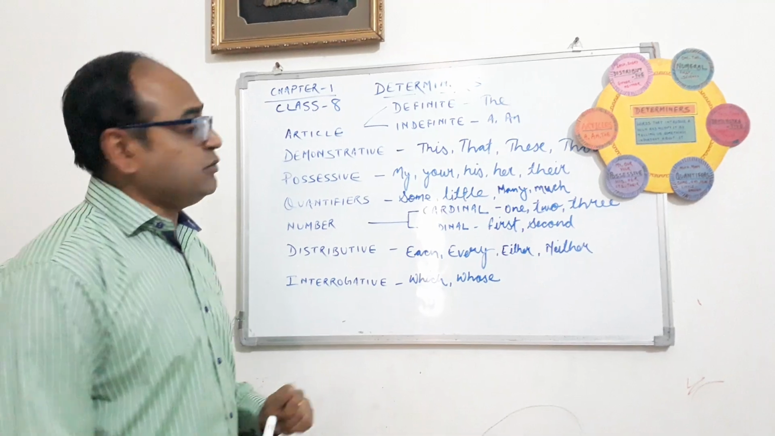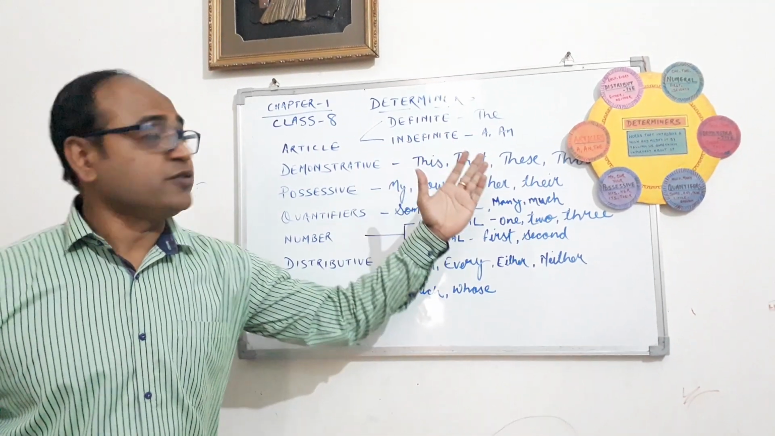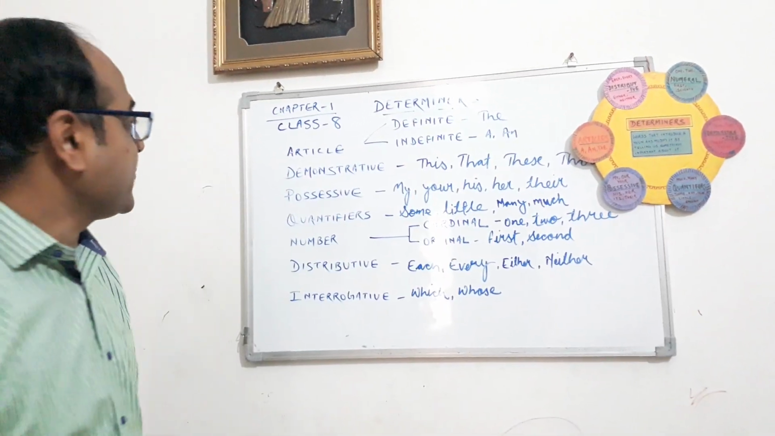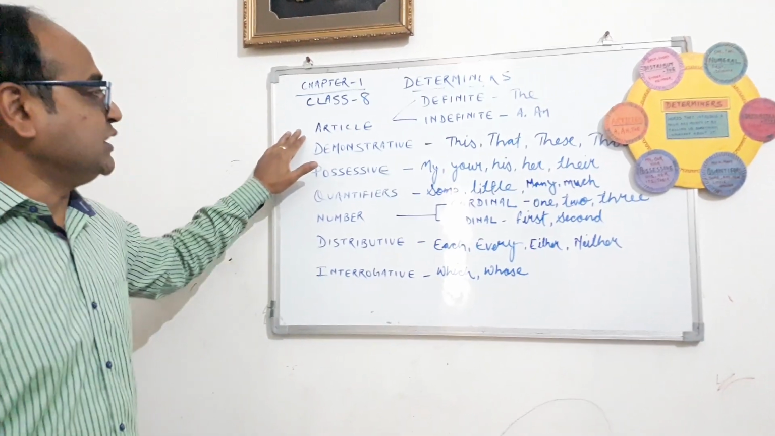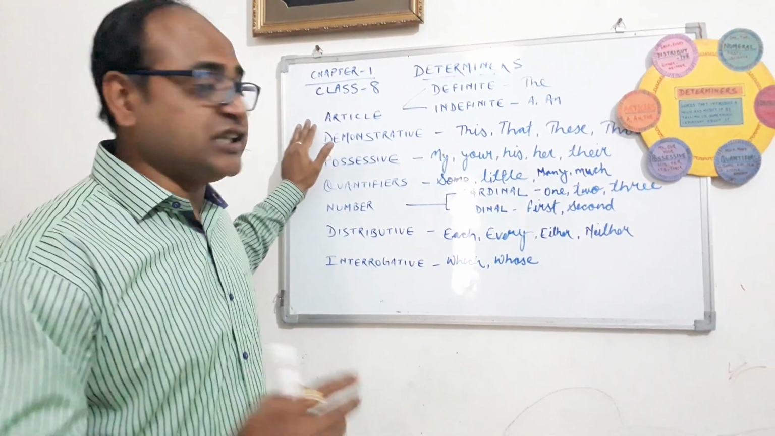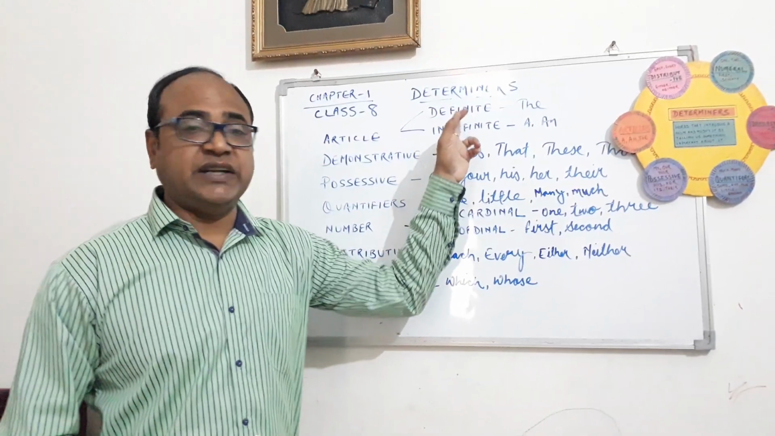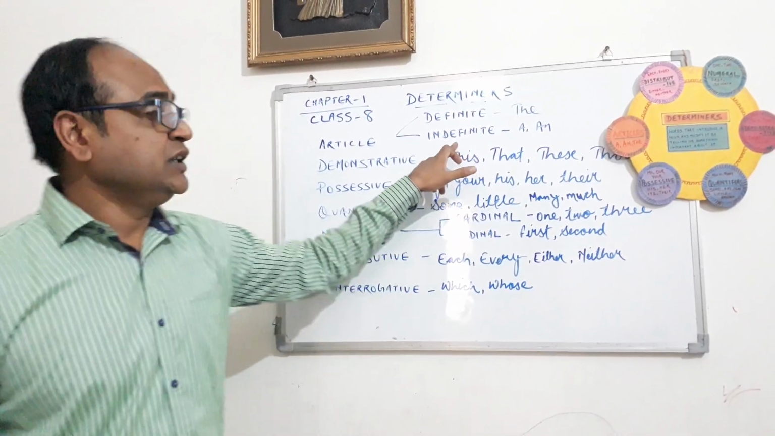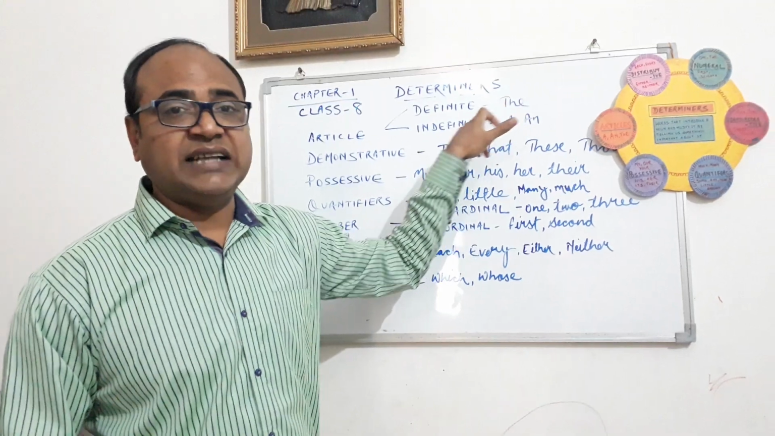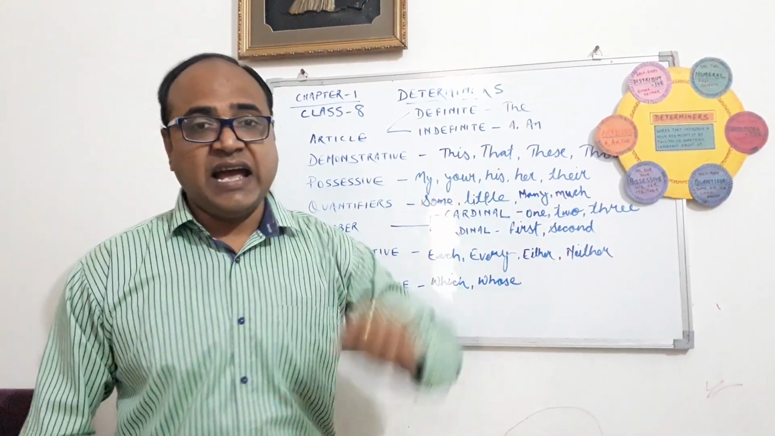Now let us discuss the types of determiners one by one. The first type of determiner is an article determiner. In article determiner we have two types, one is definite and the other is indefinite. The definite one is the, and the indefinite is a and an.